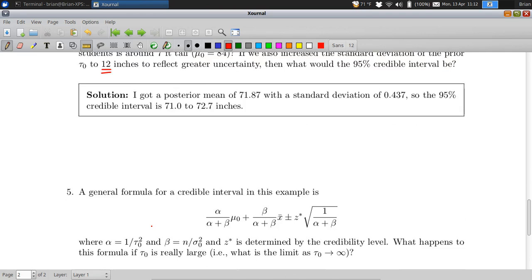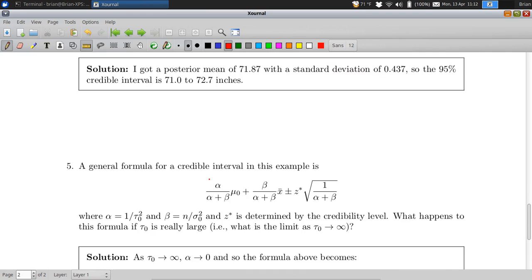Okay, number 5, I'm looking here at a general formula for the credible interval. Basically, you take the formula for the posterior mean that I had in the theorem, and then you add or subtract a certain number of standard deviations, right? Either 1.96 if you want a 95% credibility level, or something bigger if you want a higher credibility level, and you can just look it up on a normal distribution table. And then times the right standard deviation, which is this guy.